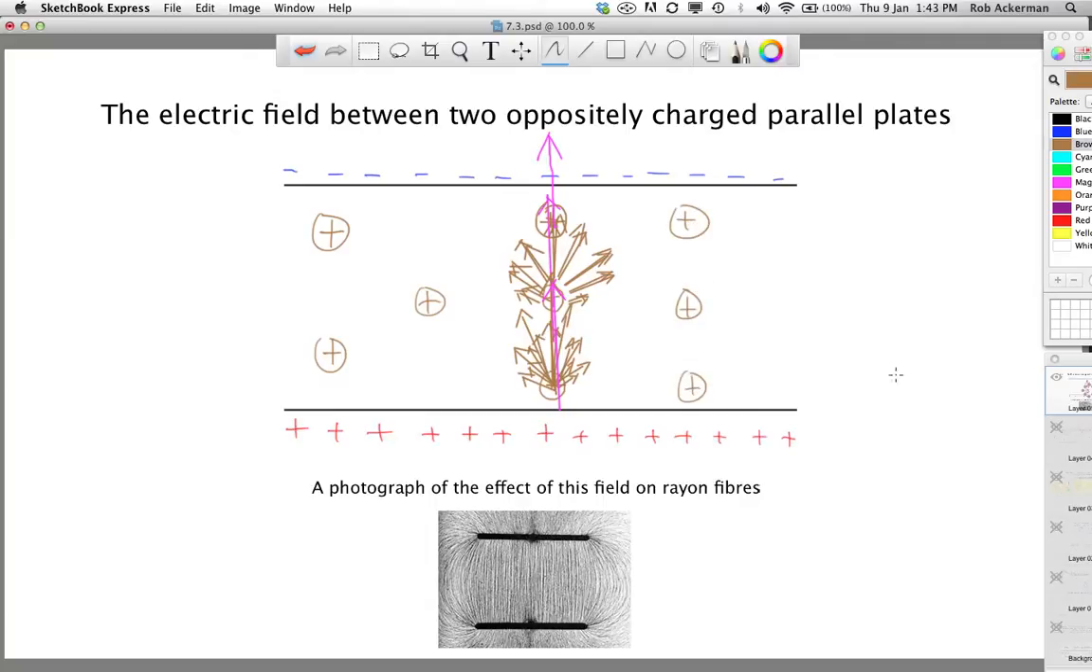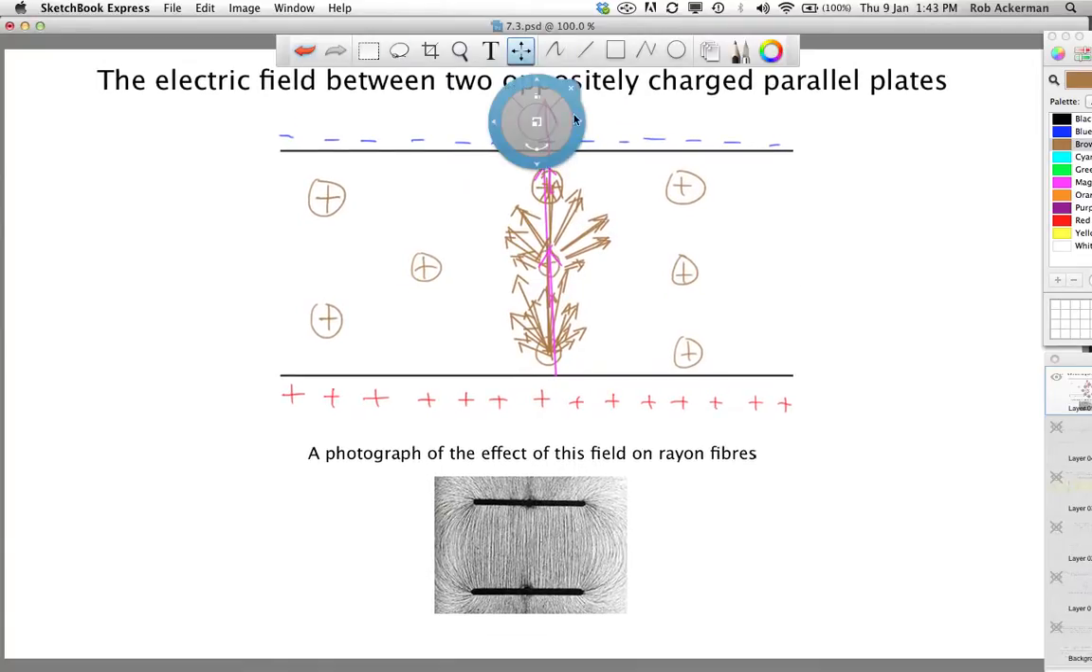Now you can do this on your own in your spare time, or we can sneak a peek. We're going to cheat a little bit here. Take a look at a picture that's out of your book. The book is Physics 12 by Nelson. This is a photograph of two oppositely charged metal parallel plates which are surrounded by a mixture of oil and rayon fibers. These are clothing fibers. And the fibers charge up, they get polarized, and they line up in the direction of the electric field.